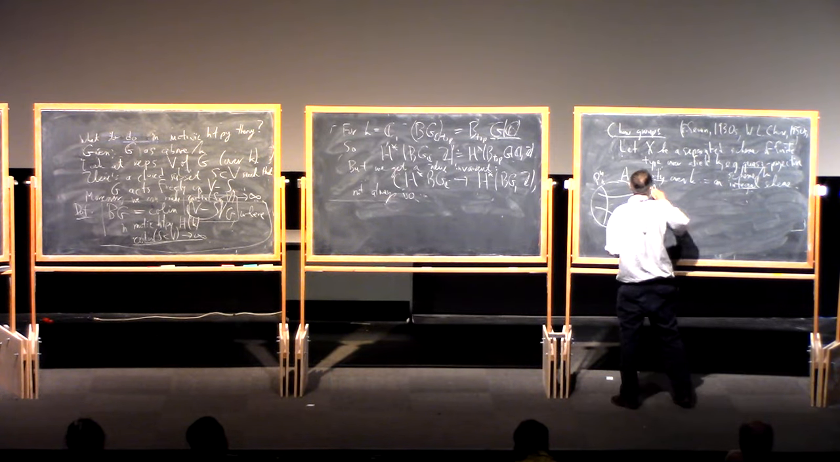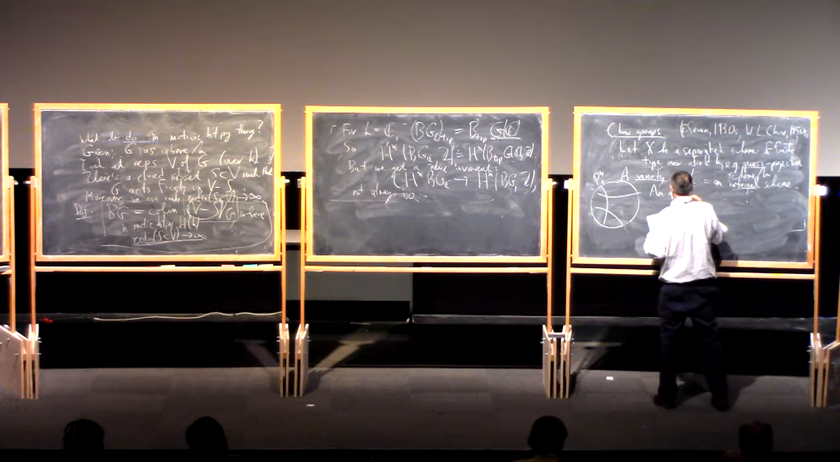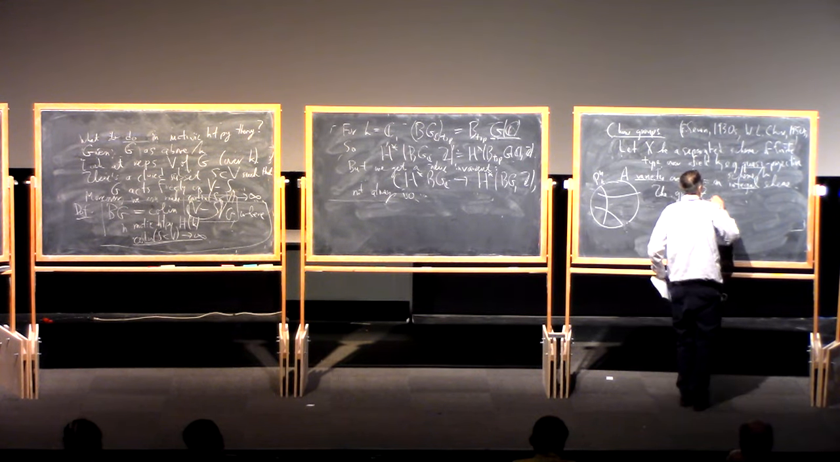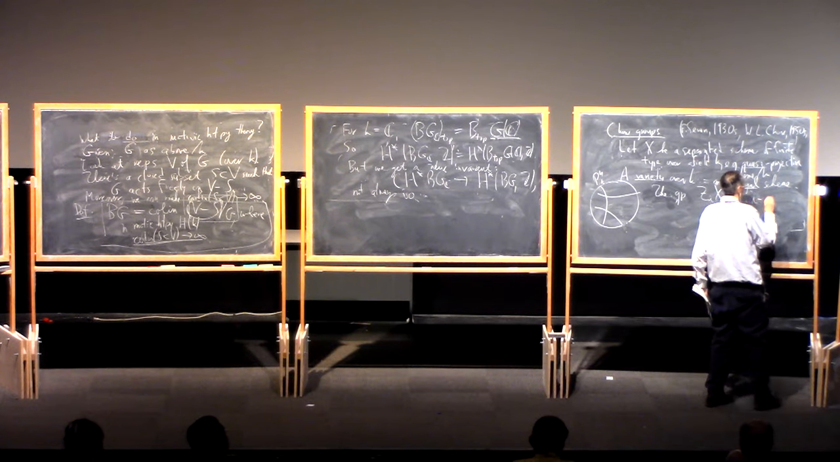So, an algebraic cycle: the abelian group of i-dimensional algebraic cycles.